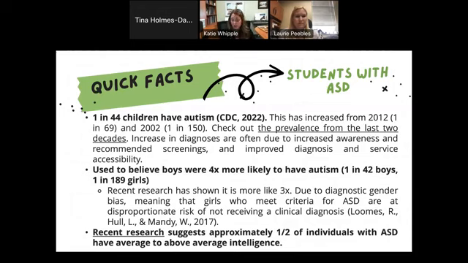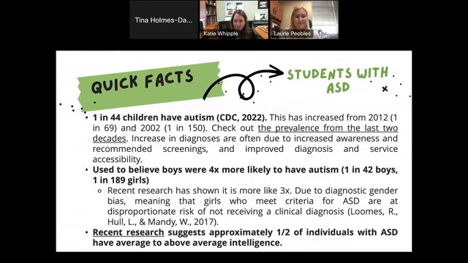A lot of this is really due to diagnostic gender bias. Sometimes the symptoms that girls have when they have autism present differently, just as they do in ADHD and other diagnoses as well. So that's something else that's important to consider. It probably explains why Temple Grandin wasn't diagnosed until much later in life.